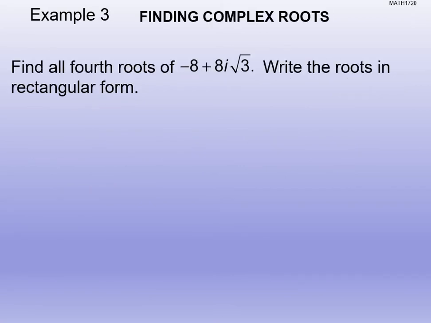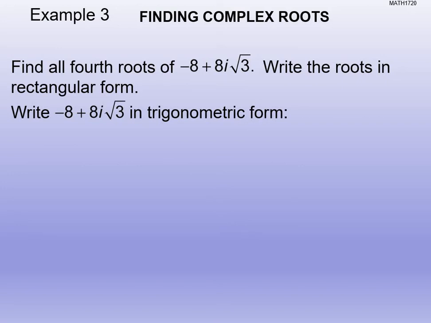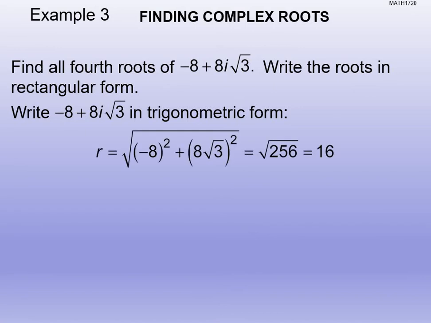We want to find all fourth roots of negative 8 plus 8i square root of 3. We're going to write the roots in rectangular form at the end. So first thing, we have to write it in its trigonometric form. We have to calculate r, so we do negative 8 squared plus 8 square root of 3 squared. When we do that, we get the square root of 256, which is 16. So r is 16.